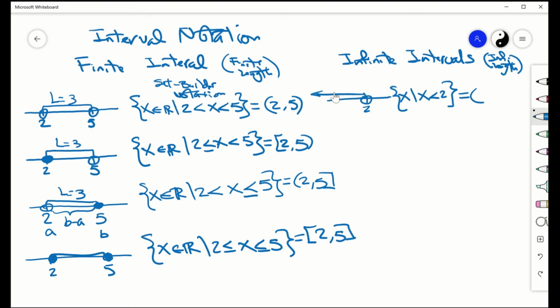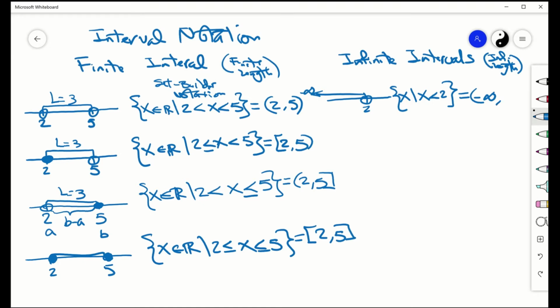Well, where does this interval start? It doesn't, right? It has no beginning. So we indicate beginninglessness using negative infinity. Notice I didn't put it on the number line because negative infinity is not a number. It's a numerical concept. It just describes beginninglessness, right? So we put negative infinity, and we always use a parenthesis next to that because remember, it's not a number that we can include, right?